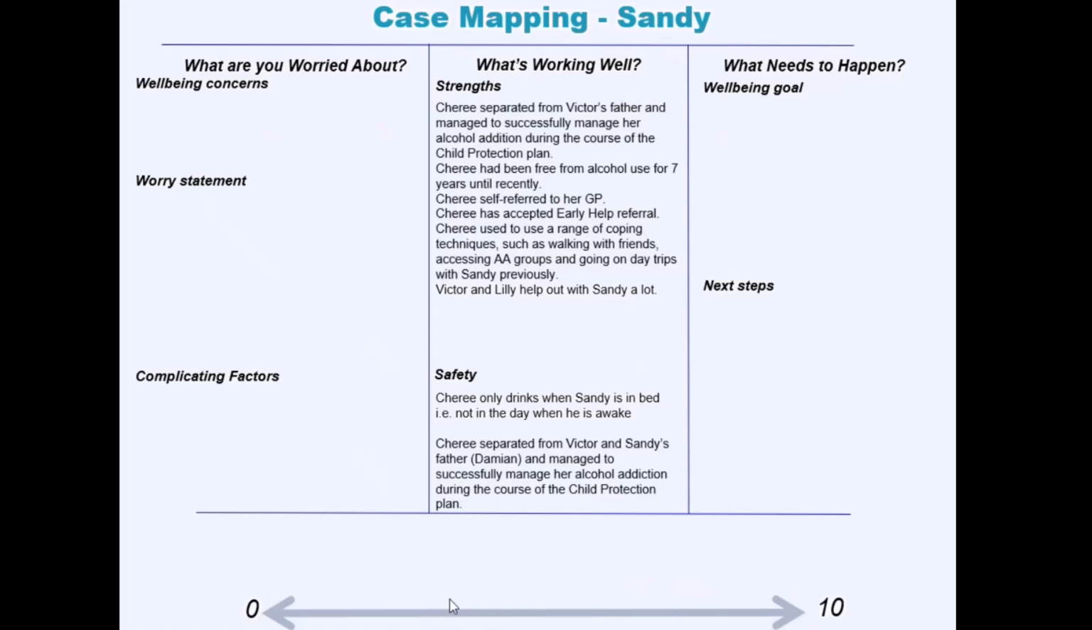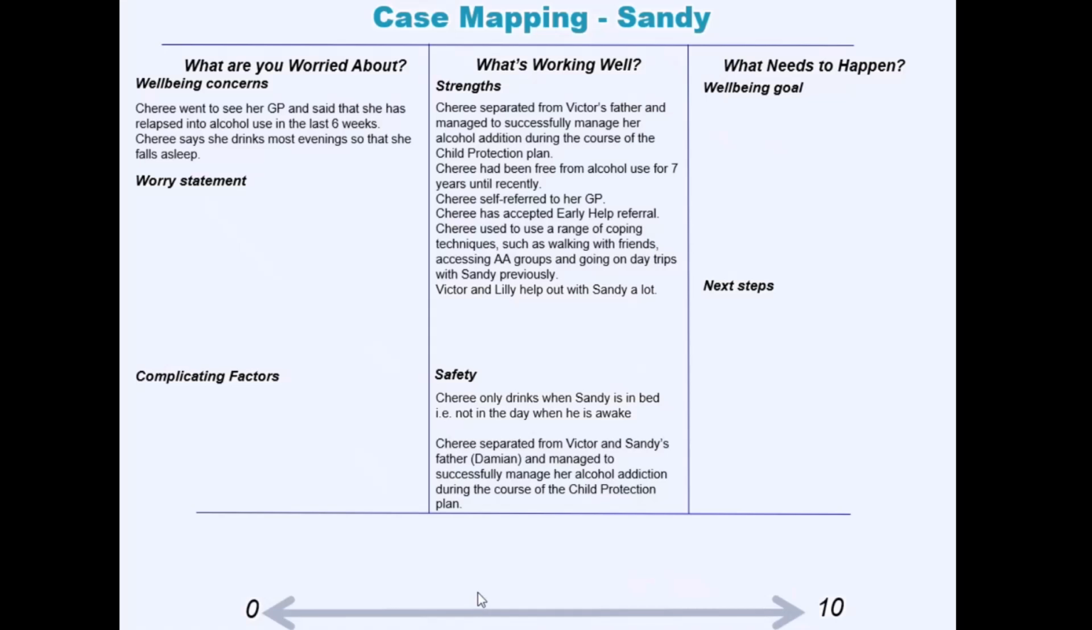You might think that is something as a strength. Safety, it's a bit debatable, but just there as an example. Also, mum had separated from the father and managed her alcohol addiction. So the fact that she separated from someone who was violent previously is a really solid example of safety there.